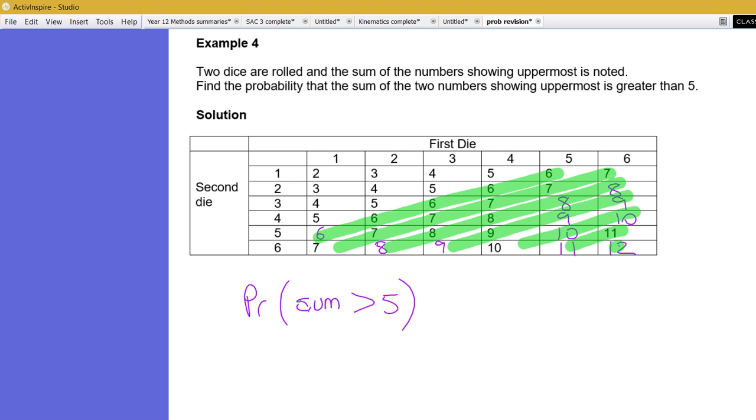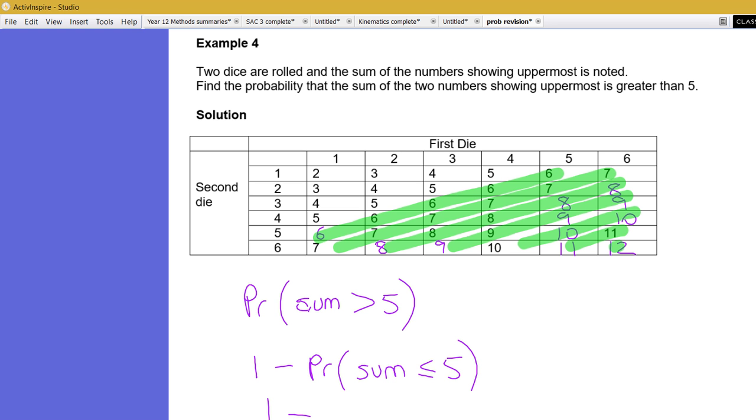with the 12. So it's kind of easier probably to add up the ones that are less than 5 and do 1 minus that. So sometimes it's easier to find the complement, and we've talked about that before, of not getting a number greater than 5. So that's getting a number 5 or less. So I'm actually going to find 1 minus the probability that the sum is less than or equal to 5, purely because there are less to add up.